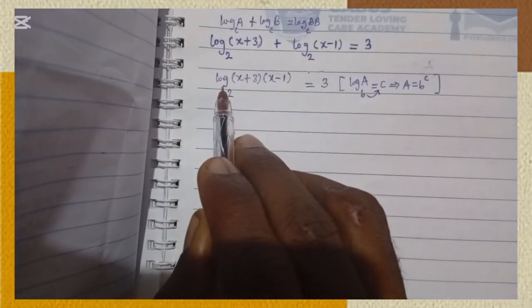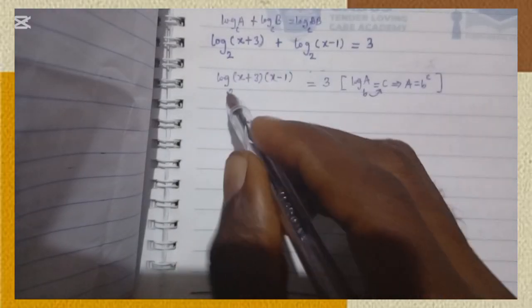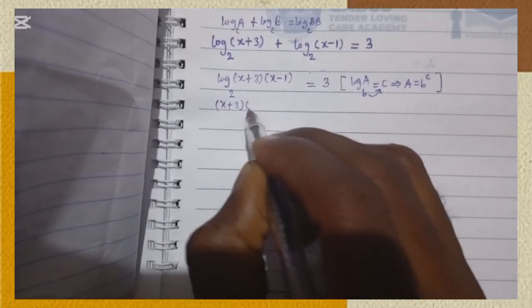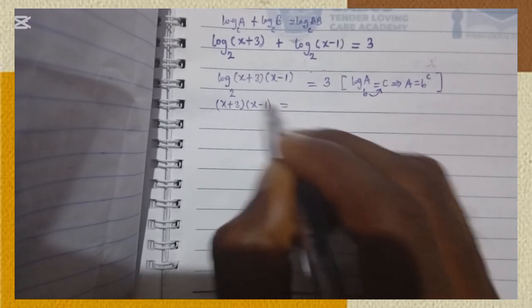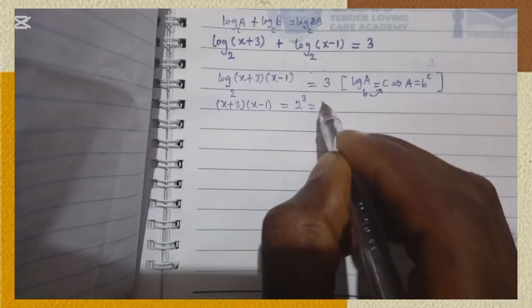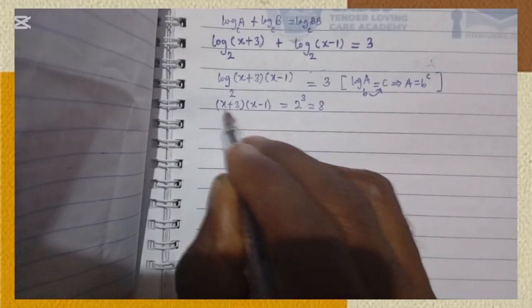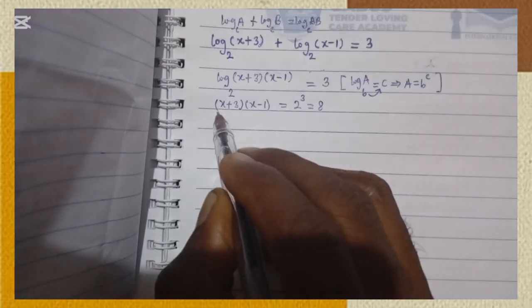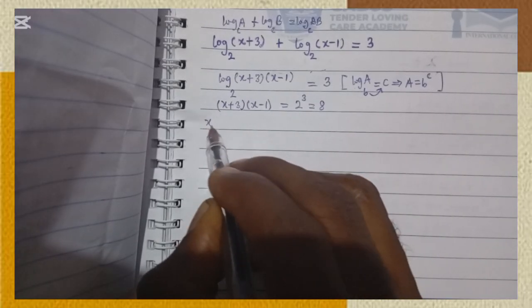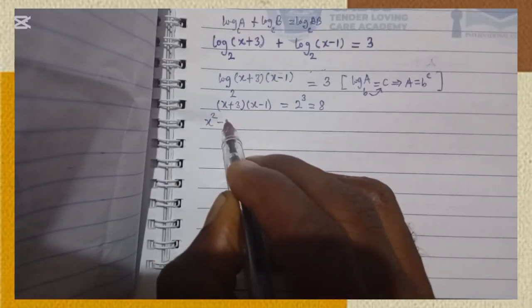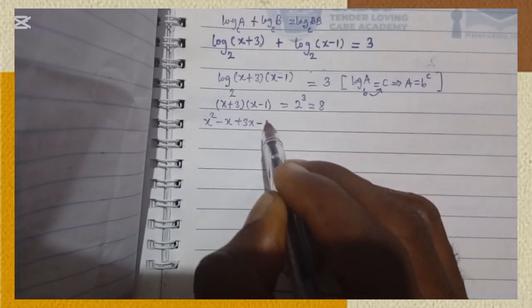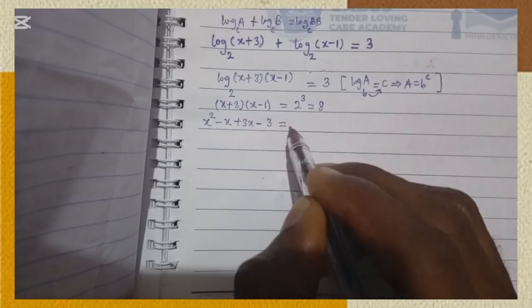The same logic we're going to apply in this case by saying x plus 3 times x minus 1 would be equal to 2 to the power of 3. 2 to the power of 3 is what? 2 times 2 times 2, which is 8. So this expression is equal to 8. Now we simply expand this expression. x times x gives us x squared. x times minus 1 gives us minus x. 3 times x gives us plus 3x. Then 3 times minus 1 gives us minus 3, which is equal to 8.